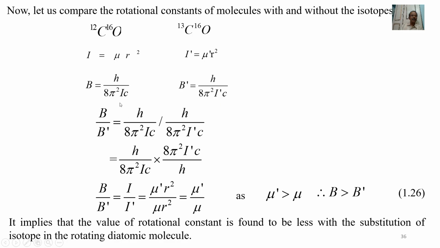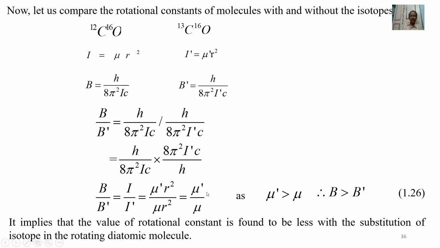Dividing this by this will give us B divided by B dash, which is equal to h divided by 8 pi squared I C divided by h divided by 8 pi squared I prime C. Now simplifying and cancelling the same terms, we get B divided by B prime equals I divided by I prime. And of course we know that I equals mu r squared, and I prime equals mu prime r squared. So here it is mu prime r squared divided by mu r squared, and r squared will get cancelled, and we have mu dash by mu.